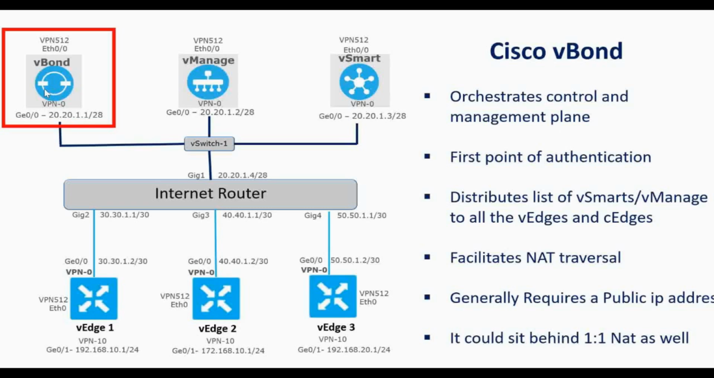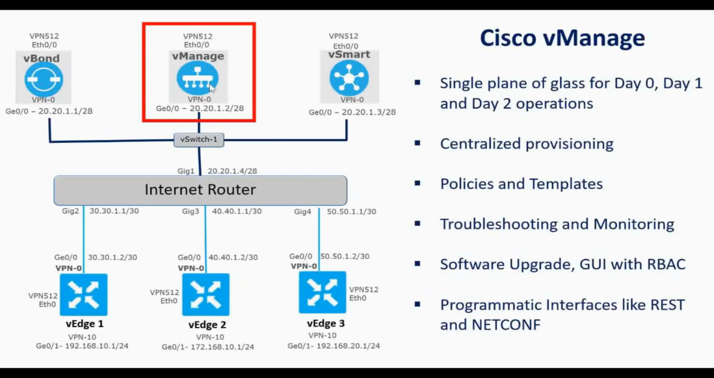Generally, the vBond requires a public IP address, but it can sit behind a one-to-one NAT as well. Then we have our vManage. It's a single pane of glass for day 0, day 1 and day 2 operation. It's used for centralized provisioning. All the centralized policies and templates we create on the vManage, we push to the vEdge and vSmart, and we use vManage for troubleshooting and monitoring the vEdge.